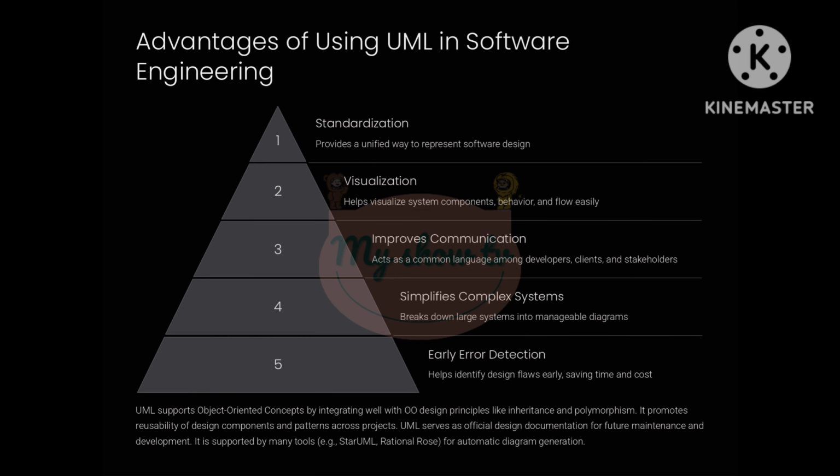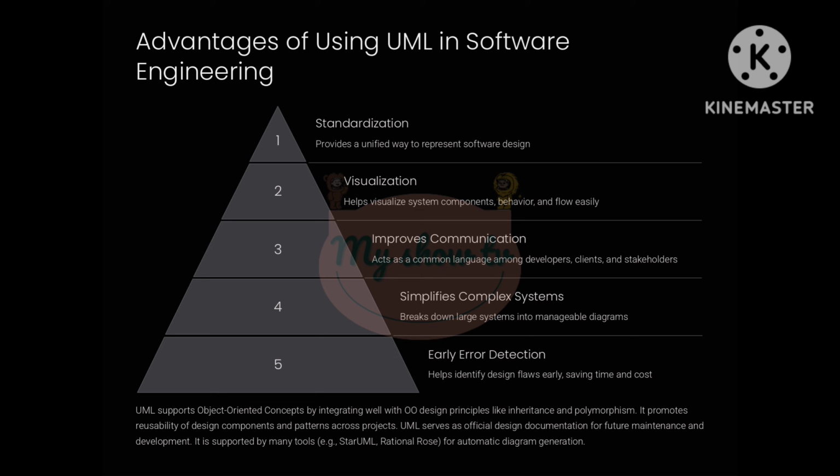Slide 5. Advantages of using UML in software engineering. Let's now explore some advantages of UML. 1. Standardization. UML provides a common way of representing software designs that all team members can understand. 2. Visualization. Complex software can be visually broken down into diagrams, making understanding easier.